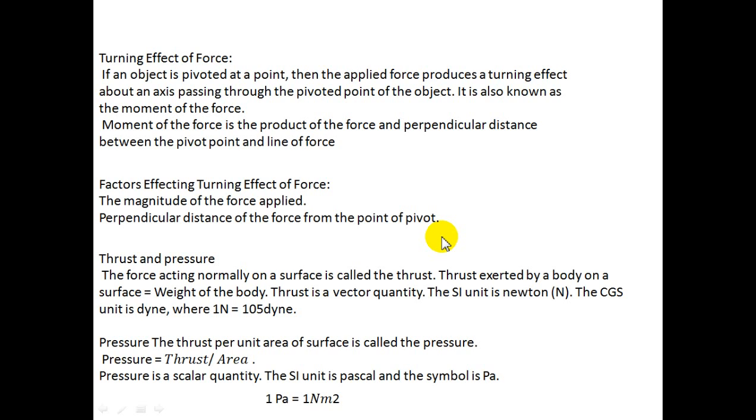Now, turning effect of the force. If an object is pivoted at a point, then the applied force produces a turning effect about an axis passing through the pivoted point of the object. It is also known as the moment of force. Moment of the force is the product of the force and the perpendicular distance between the pivot point and the line of force.